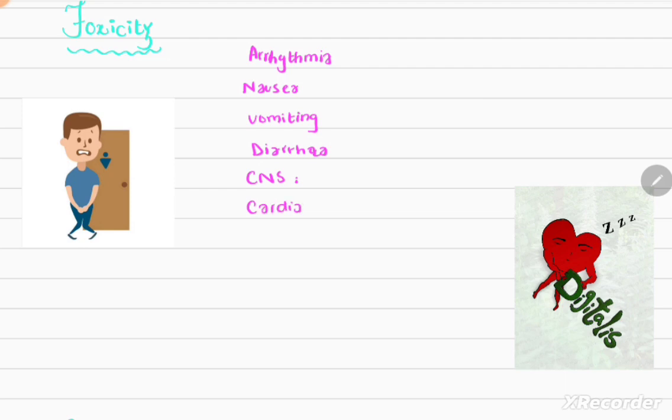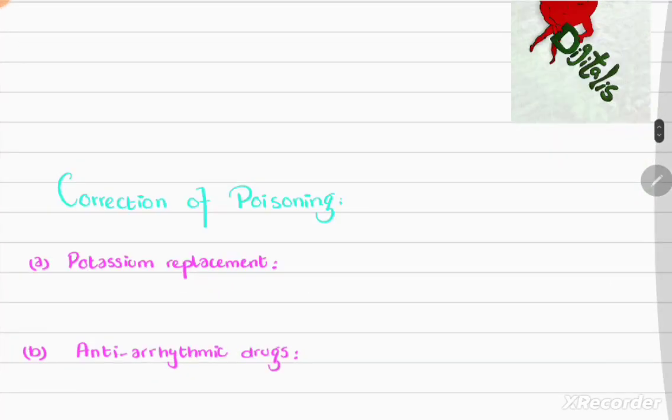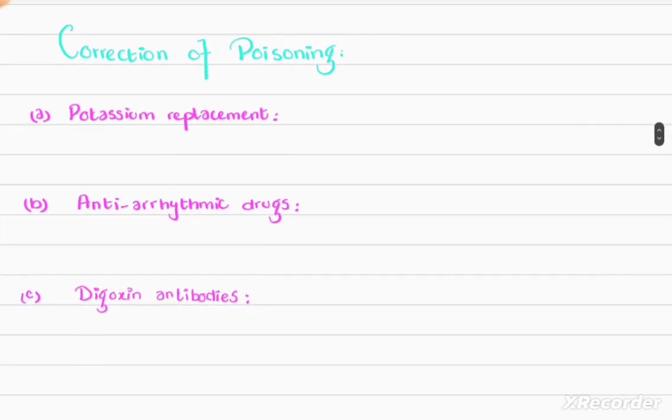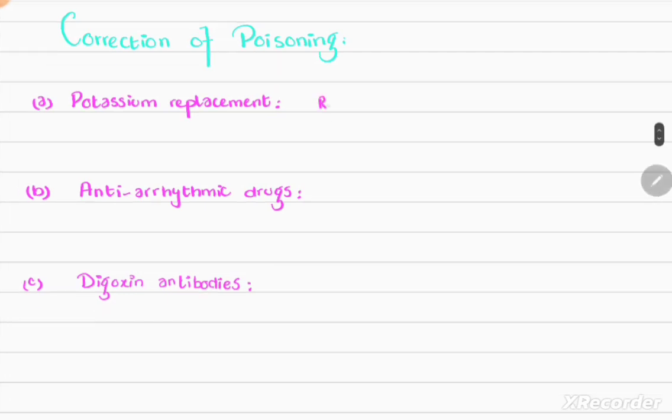So what happens now? What if we see a patient who has toxicity with digoxin? What do we do now? How do we correct the poisoning? The first step is to replace the potassium, because when there is hypokalemia, there is an increased chance of digitalis toxicity. So we need to omit the dose of digoxin and replace the potassium. This is the first thing that we will do if there is poisoning by digoxin.